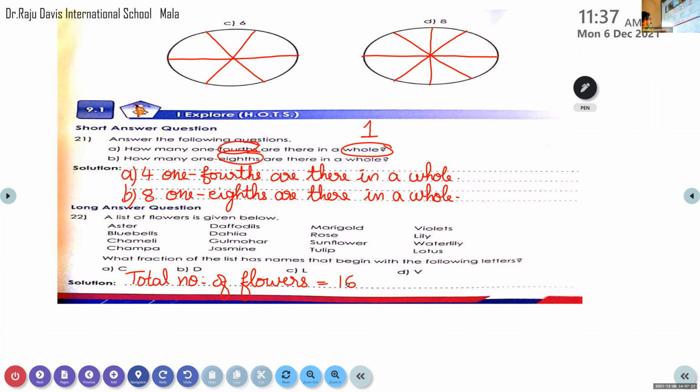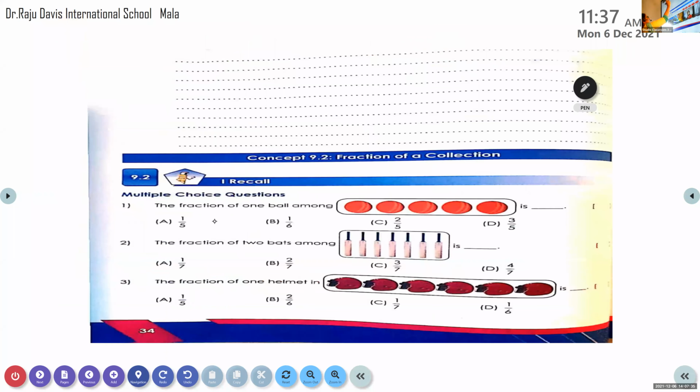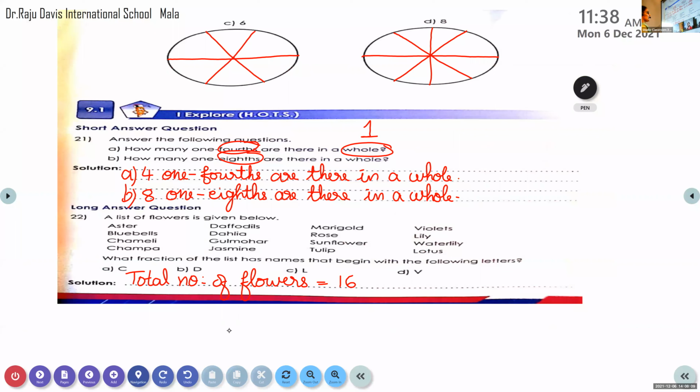Good. Now we have to move to part A. Take the next page. Part A. Fraction of flowers with the beginning letter C. How many flowers are there beginning with the letter C? 2 are there with C. So what should be the fraction?